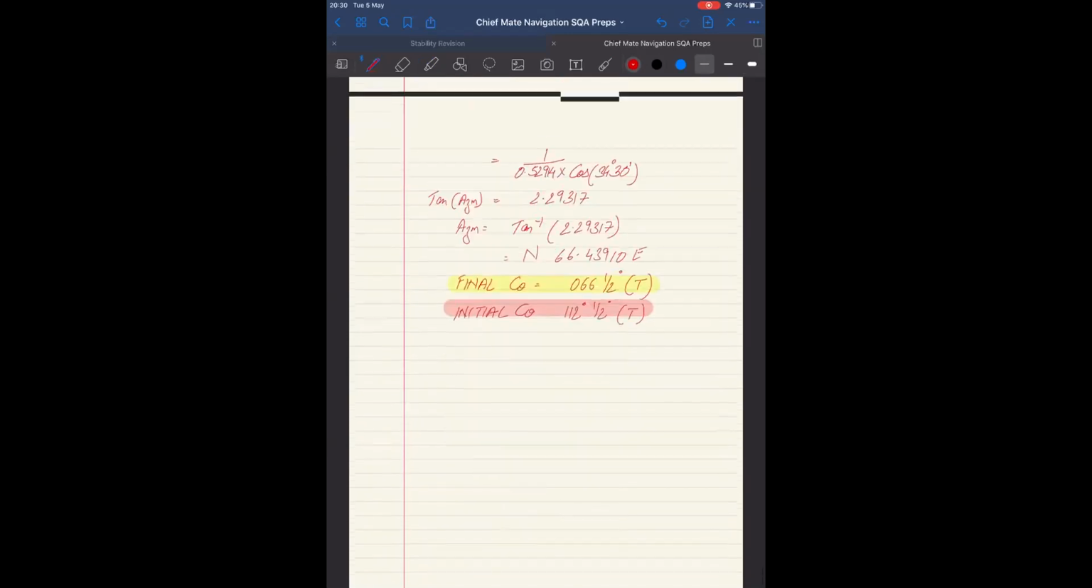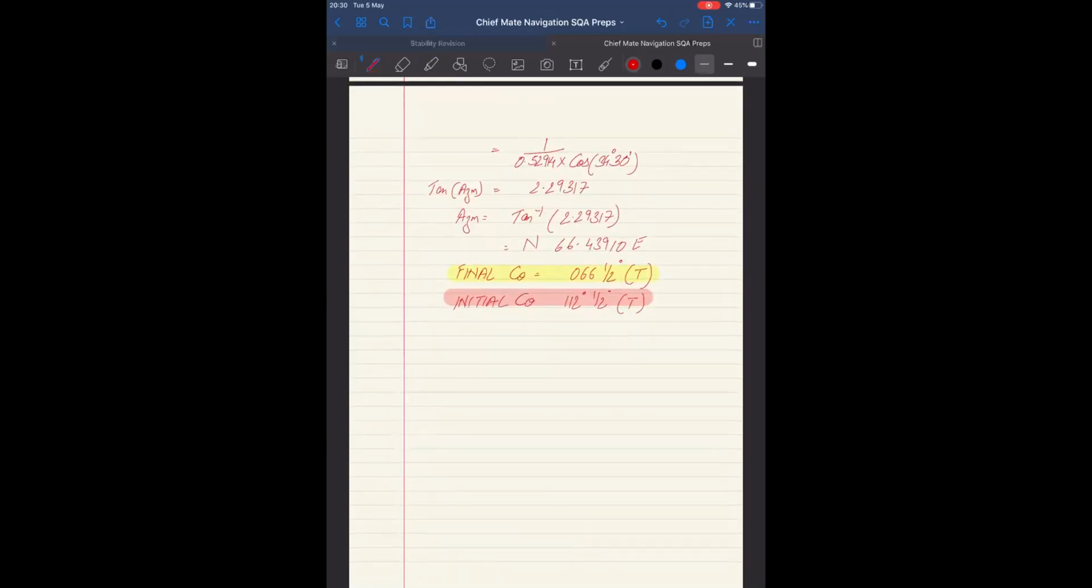Now, we need to see how this vessel is moving. So the vessel was doing something like this, then probably the vessel would have come like this, then possibly like this, then somewhere like this. So this was our 112.5 degrees, and this is our final 066.5 degrees. Now we can see clearly the vessel is initially like this, and then its course is changing towards north. So it is coming like this, like this, then like this.